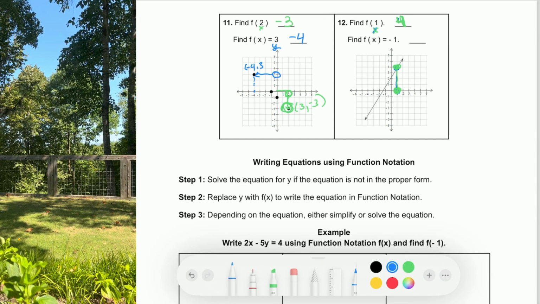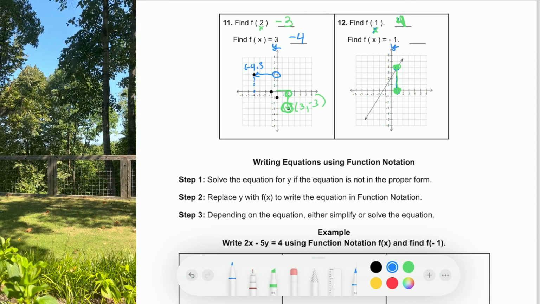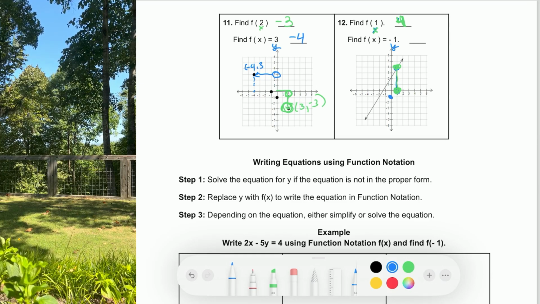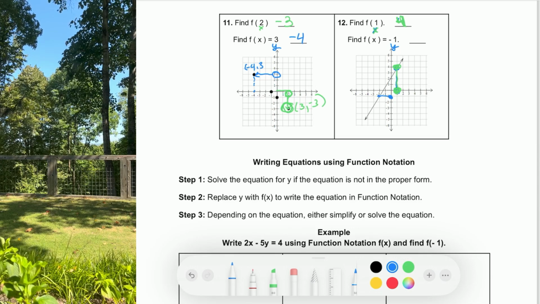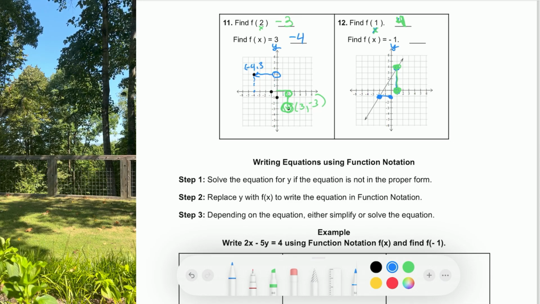Now we'll do blue. All right, the next one says find f of x if it equals -1. So what they're saying is this is our y. If our y is -1, which is right here, where do I go, left or right, to find my x value? I'm going to go to the left, and I hit the line right here. So that means my x part of the coordinate is -2.